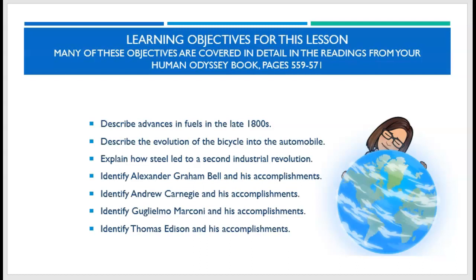Learning objectives for this lesson. Many of these objectives are covered in detail in the readings from your Human Odyssey book, pages 559 to 571. Describe advances in fuels in the late 1800s. Describe the evolution of the bicycle into the automobile. Explain how steel led to a second industrial revolution.